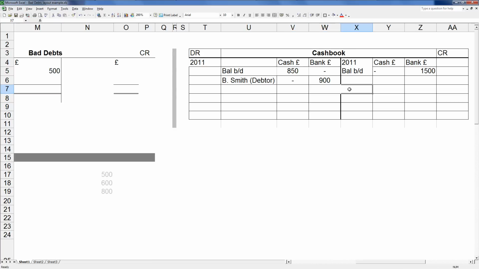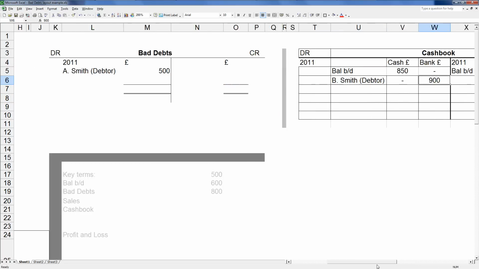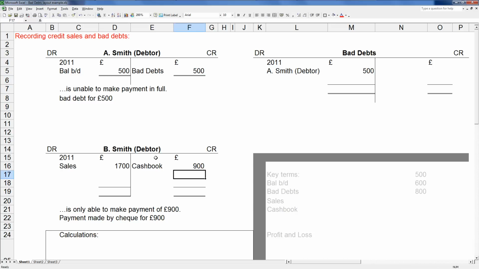Now, we haven't finished with the B. Smith account because, well, look at it. Where's the difference? The difference in value is going to be the bad debt. So what's £900 off £1,700? Well done, it's £800. And this is going to be bad debts.